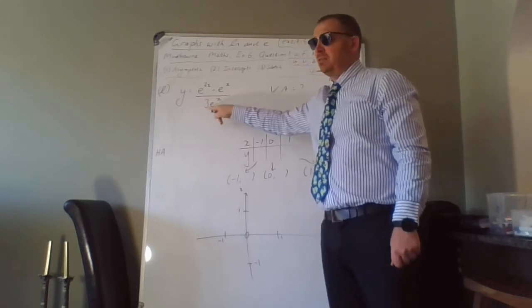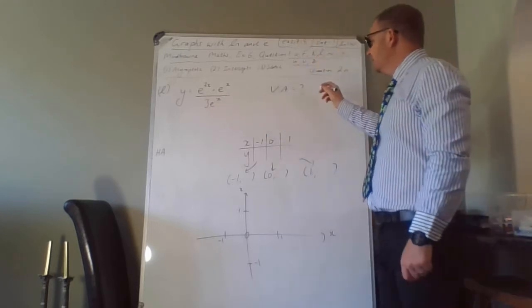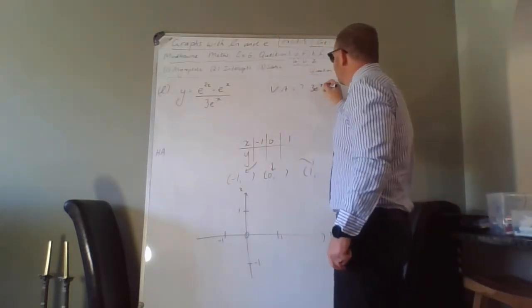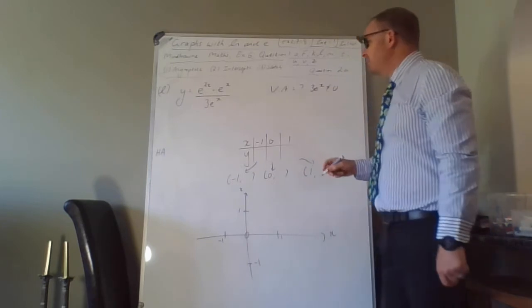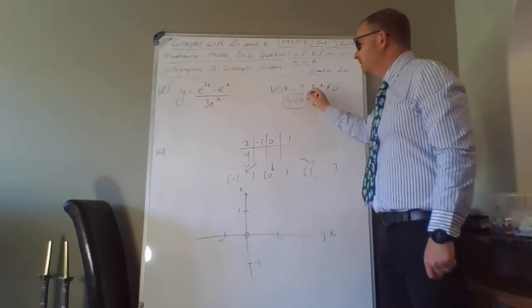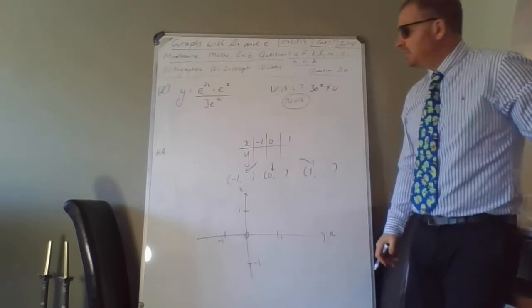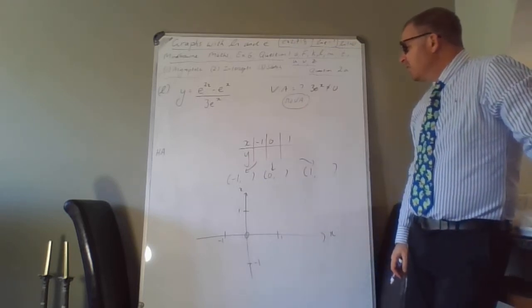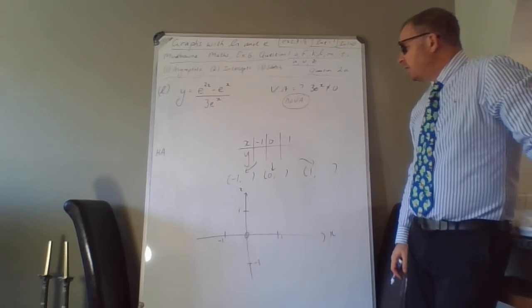Okay, the reason why there isn't, well, if x is equal to 0, you'd get e to the 0, which is 1, so the denominator would just be 3. So there's no vertical asymptote, because 3e to the x, no matter what x is, can never be equal to 0. So there's no vertical asymptote, which is what we expect with an exponential graph. Okay, so what about a horizontal asymptote?